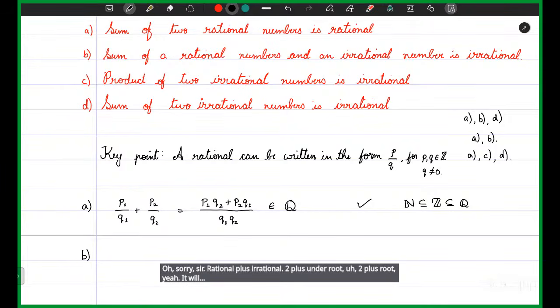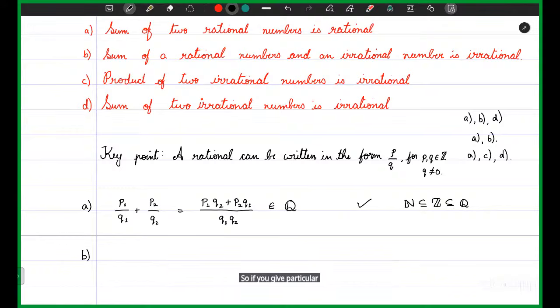So if you give particular examples, Sir, if it just says root 2 plus minus root 2, then it will be 0. Then irrational now, 0 by 1 is also a rational number. See, if you're claiming that something is true, you have to argue in general. You cannot give specific examples and say that it works over here. That would be only particular examples.